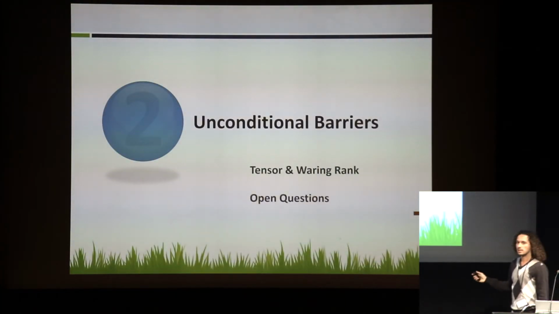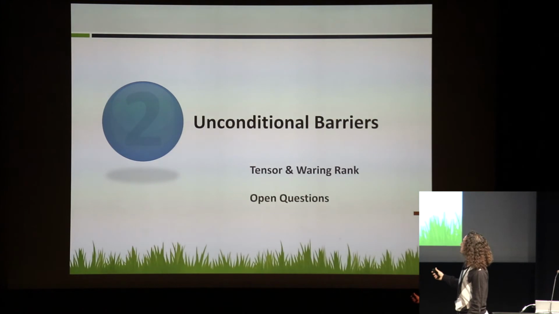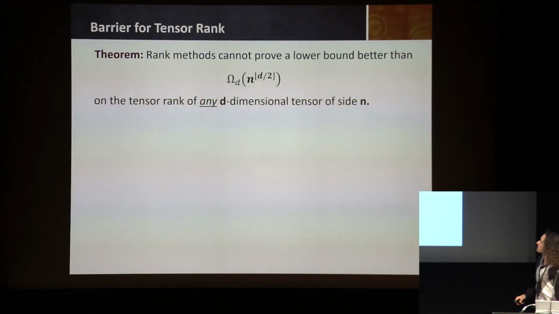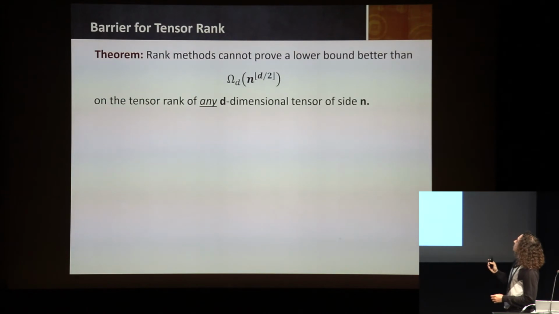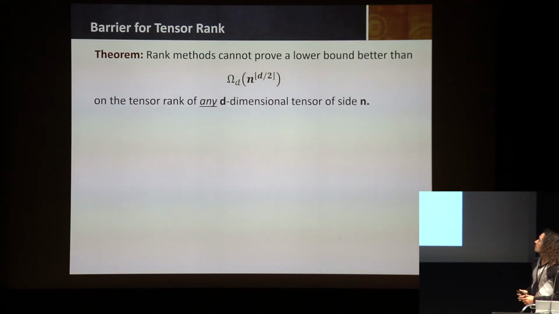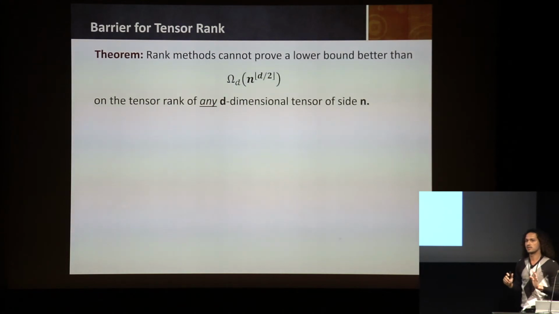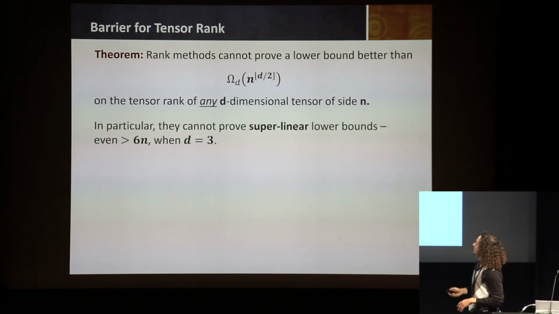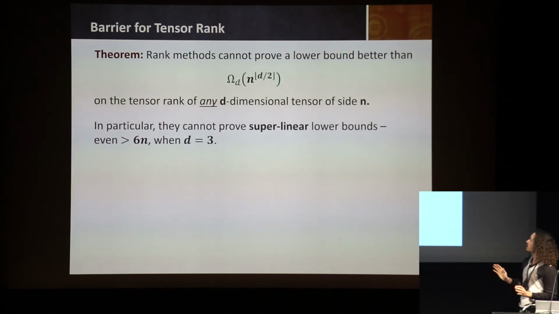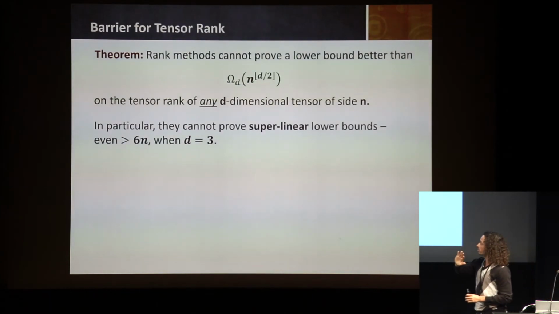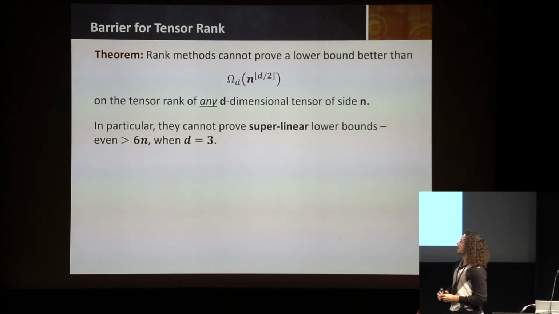Now, let me just state our results and put them into perspective. Our first theorem is that rank methods cannot prove a lower bound for tensor rank better than n to the floor of d over 2, and that floor is important, on the tensor rank of any d-dimensional tensor of side n. Notice that we're not requiring anything to be explicit, even for random tensors. In particular, they cannot prove superlinear lower bounds for three-dimensional tensors. Actually, they cannot prove even better lower bounds than 6n when d is equal to 3.